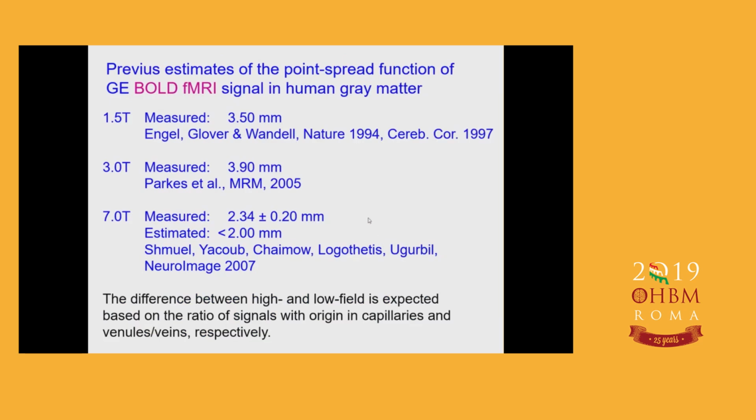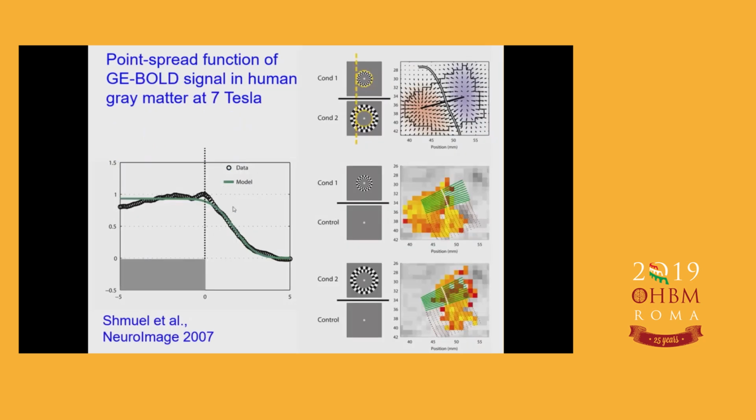Previous studies of the point spread function of the BOLD response were carried out at 1.5, 3, and 7 Tesla, and you can see that at 7 Tesla the point spread function is reduced, meaning the spatial specificity increases. The most recent study, by myself, estimated less than 2 millimeter full width at half max using gradient echo and single condition results. So here is how it looks.